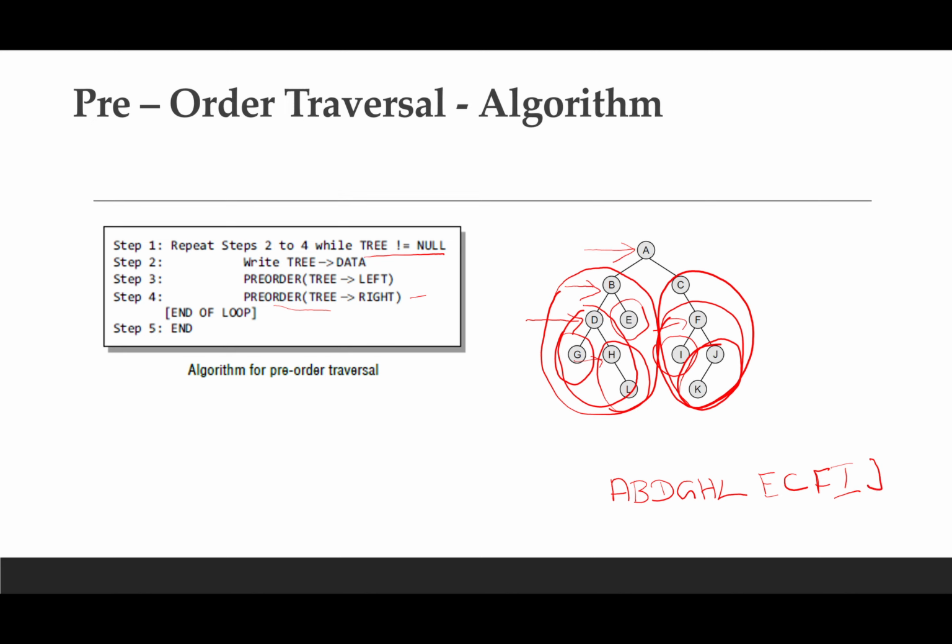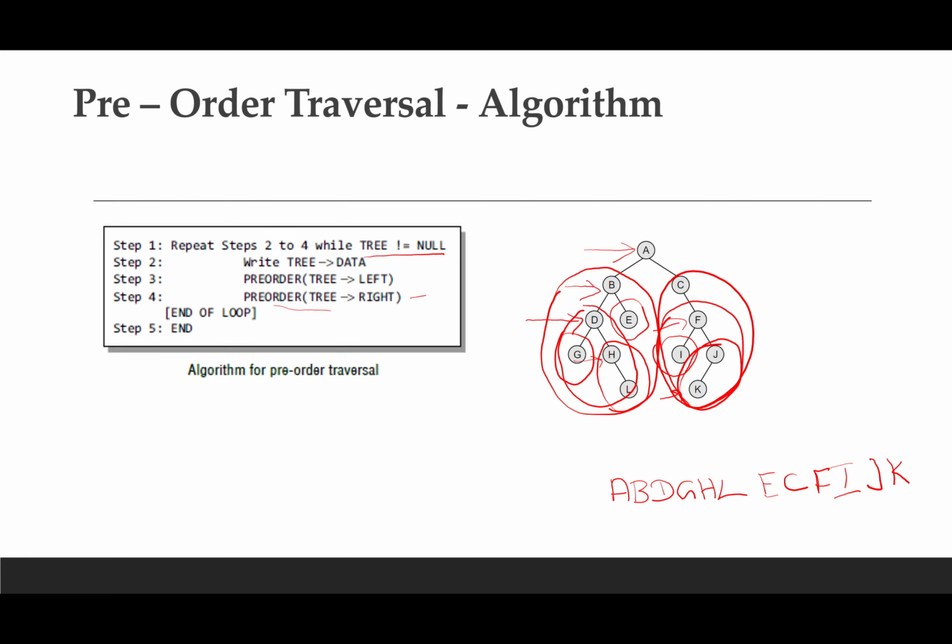Then next it will check the condition. It is null. Then it will write the tree data. So what is it pointing to? It is K. So it is pointing to K. Next it will call the right function. There is no right. So simply we can write.